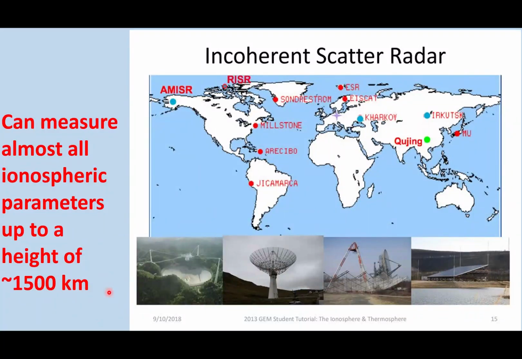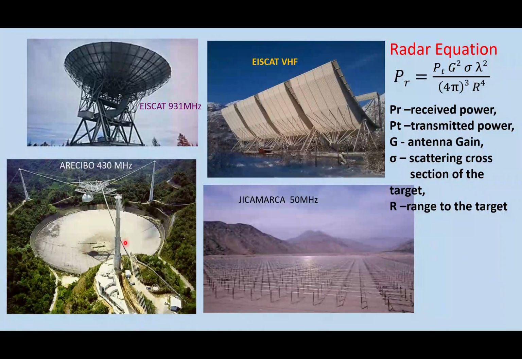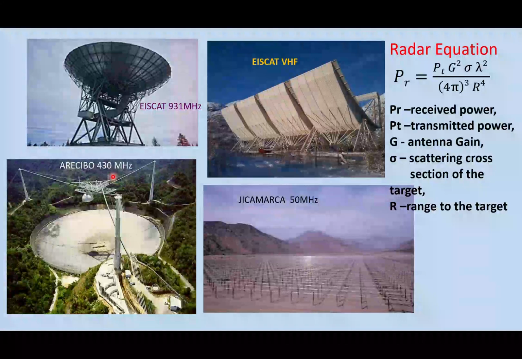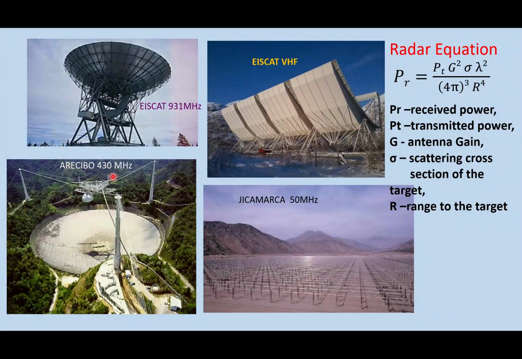This picture shows the antenna systems of some of the incoherent scatter radars. This is, for example, Arecibo, which is in Puerto Rico. It is operating at 430 megahertz. This is a very big antenna system, and a natural limestone sinkhole has been used for fixing the antenna. The antenna feed points are all controlled remotely, so it's a very complicated and powerful system.